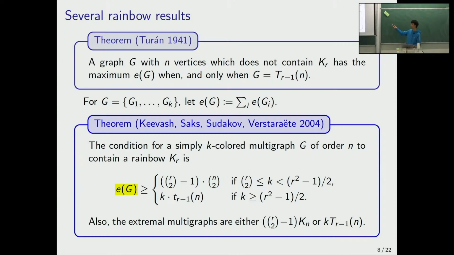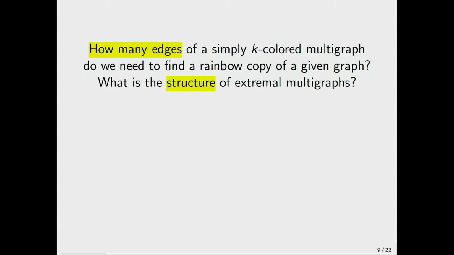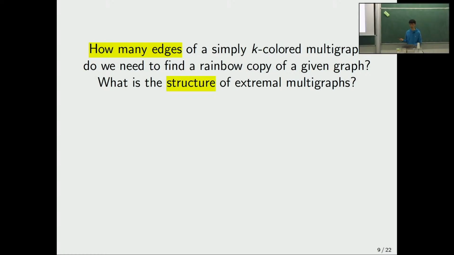So they generalized the Turán theorem rainbow-wise, with a condition on the total number of edges. And this is what we focused on. So here comes again our main question. We want to find the structure of a simple k-colored multigraph which has the maximum number of edges and which avoids a rainbow copy of a fixed graph. So we want to find the extremal number of edges, and we also want to find the exact structure.